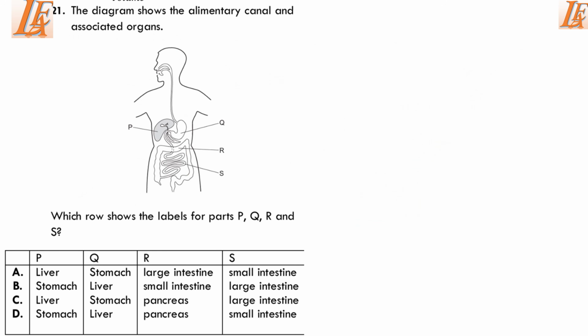Question 21. The diagram shows an alimentary canal and its associated organs. So you can see it labeled P, where P is the liver. Then we have Q, where Q is the stomach. Then we have R, where R is the large intestine. Then we have S, where S is the small intestine.